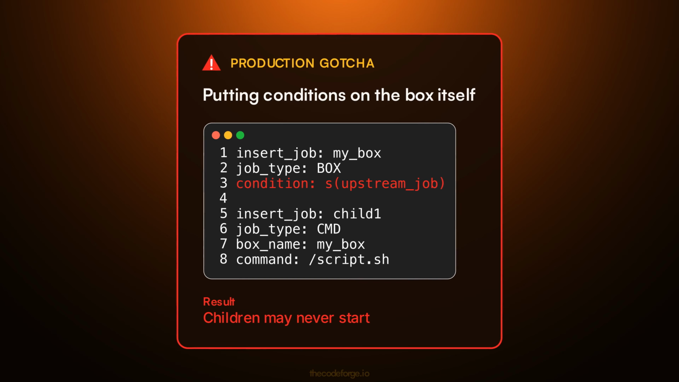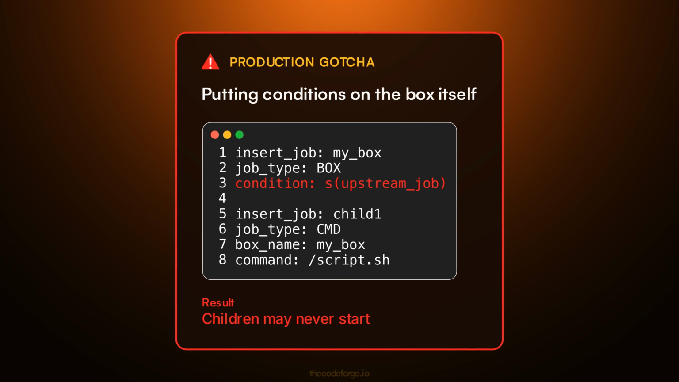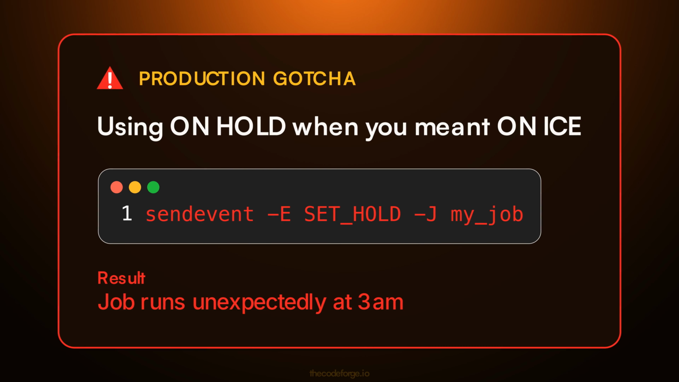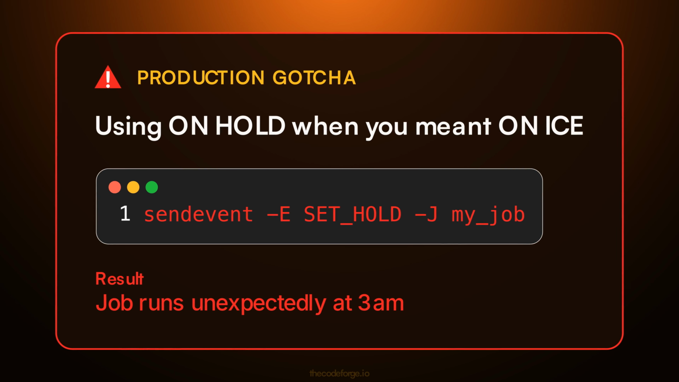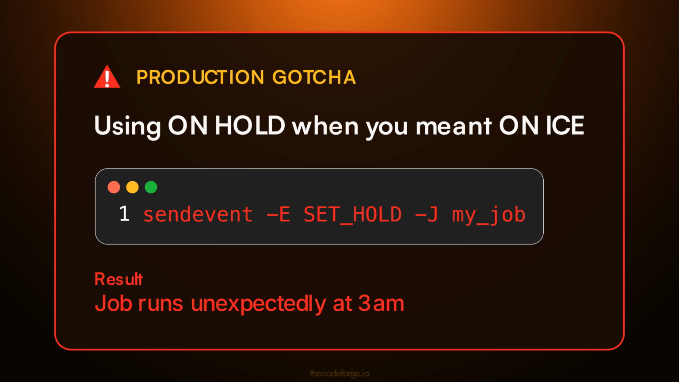A common mistake is putting a condition on the box job itself. Children should have their own conditions. Box-level conditions are for advanced orchestration only. On hold defers execution until the condition is met, then runs automatically. On ice never runs unless forced. Confusing them can cause jobs to fire unexpectedly in the middle of the night.